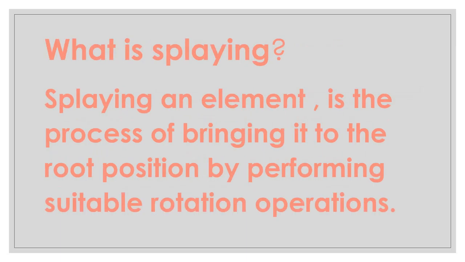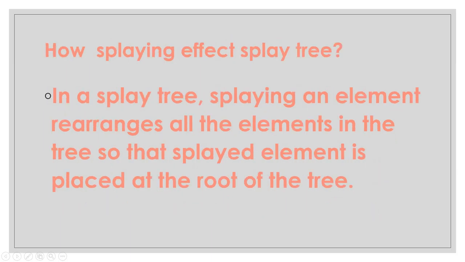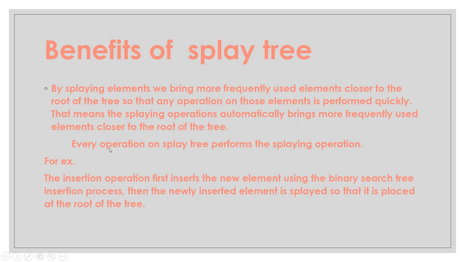So let's see the definition of splaying. Splaying an element is the process of bringing it to the root position by performing suitable rotation operations. The element should be on the root after doing some rotation operations. How does splaying affect the splay tree? In a splay tree, splaying an element rearranges all the elements in the tree so that the splayed element is placed at the root of the tree.